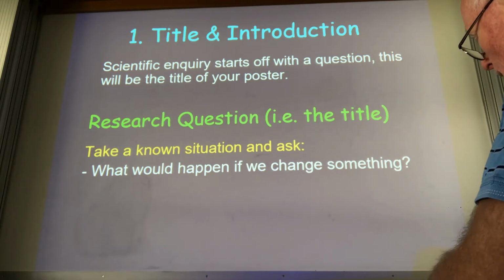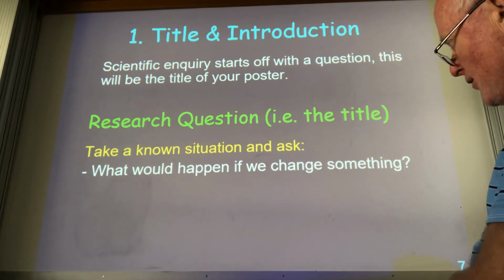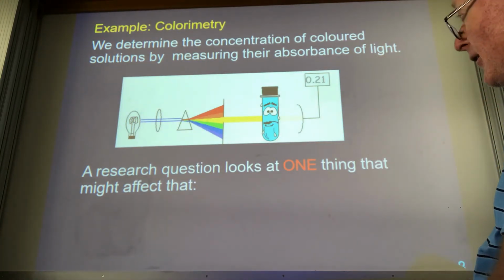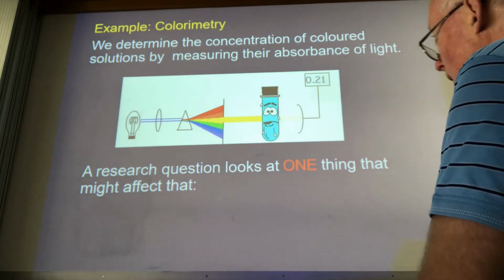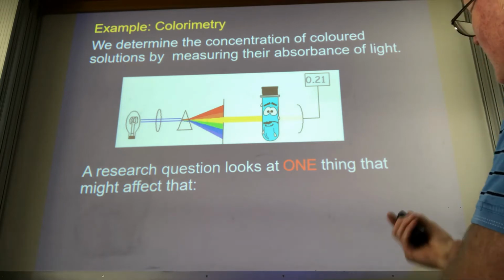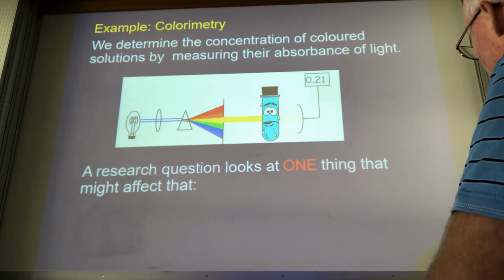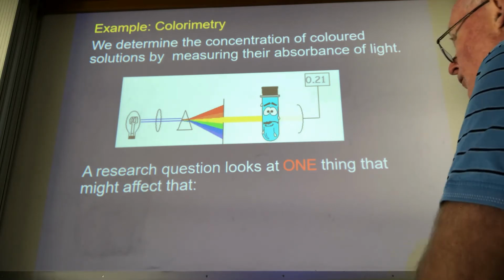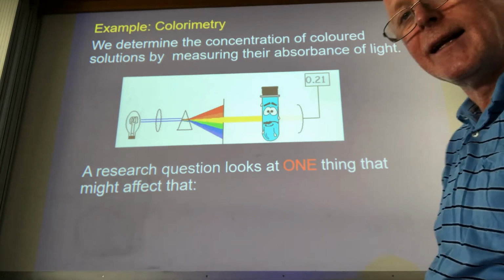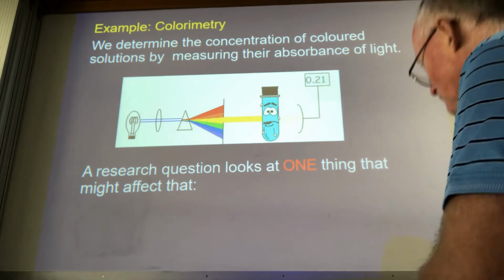So, as I've said, we're changing something. Usually taking one of the controlled variables and changing it, making it become the independent variable. So for example, we go back to the Year 11 course and colorimetry, in which we measure the concentration of a coloured solution by measuring the absorbance of light. The more light that's absorbed, the higher the concentration. Tried and tested analytical technique. Can we make it better?